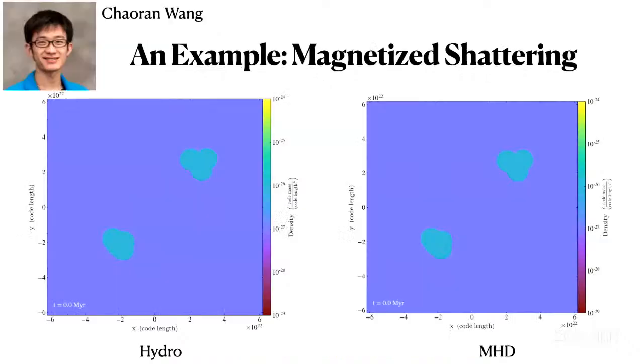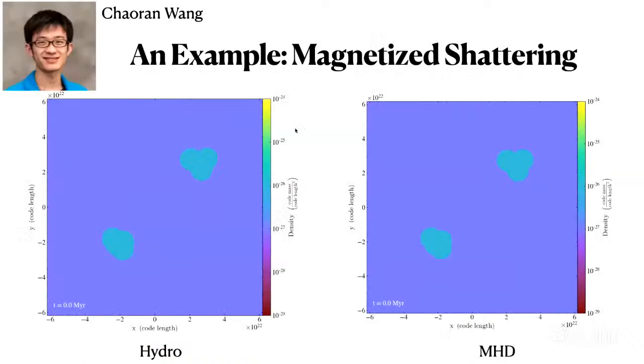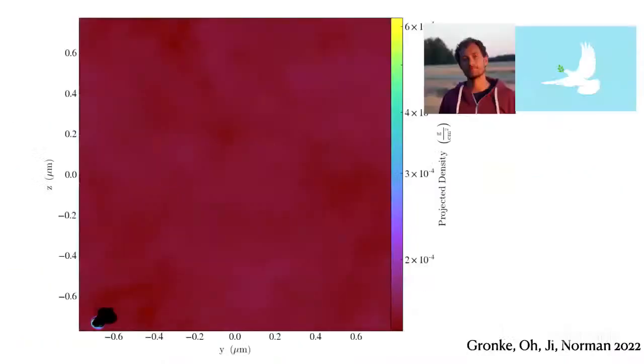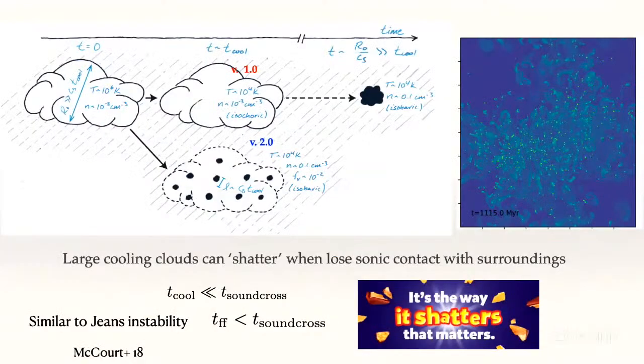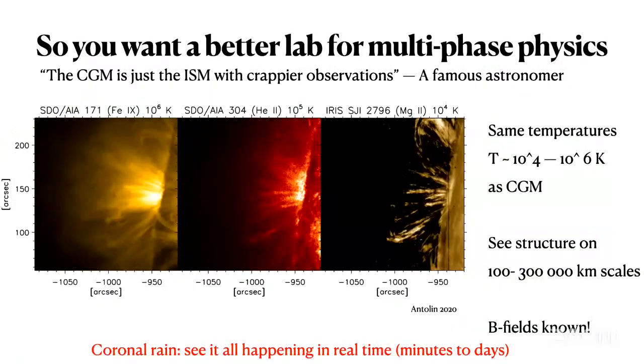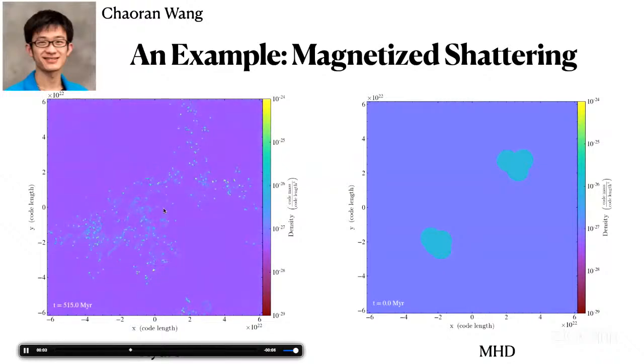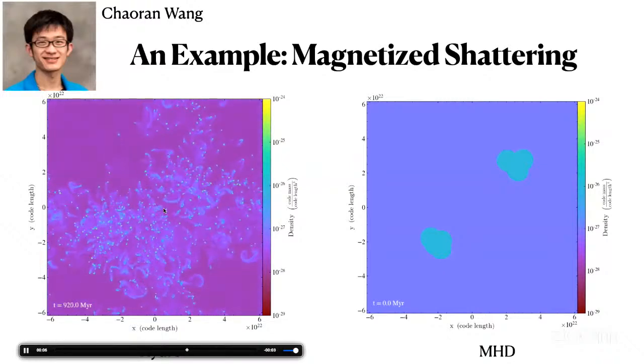So just to wrap up, here's an example of a calculation that we did that had no solar physics motivation, right? We were just trying to do this thing about magnetized shattering. So basically, I talked about this idea that if you had strong cooling, where the cooling time is much shorter than the sound crossing time, you break up into lots of tiny pieces, right? And this was Mike McCourt's idea. And then this is what happens, right? You break up into tiny pieces. So this was not at all motivated by solar physics.